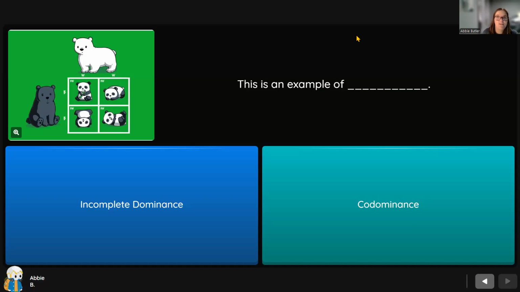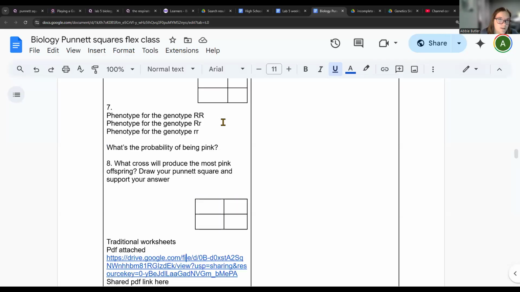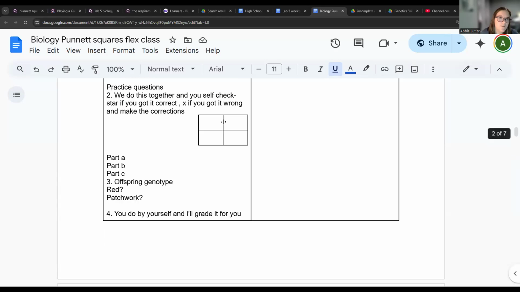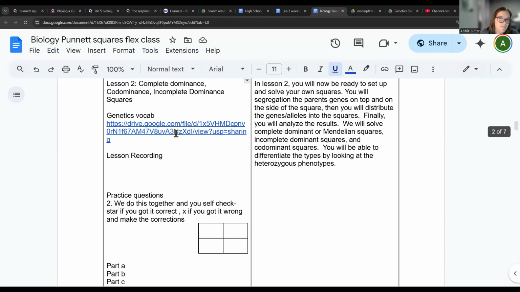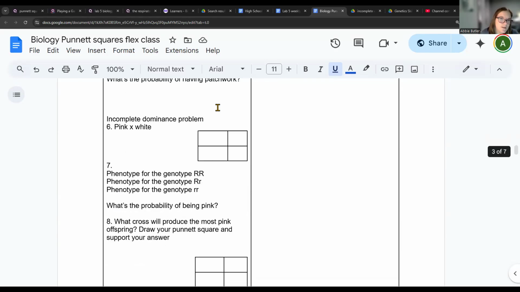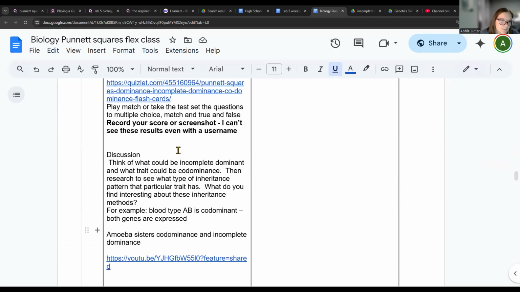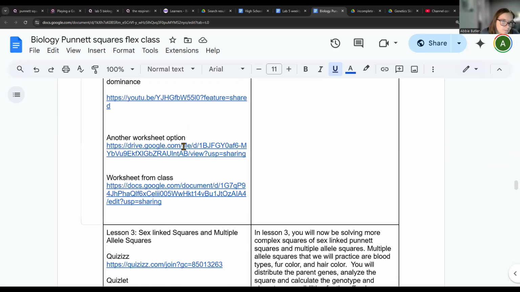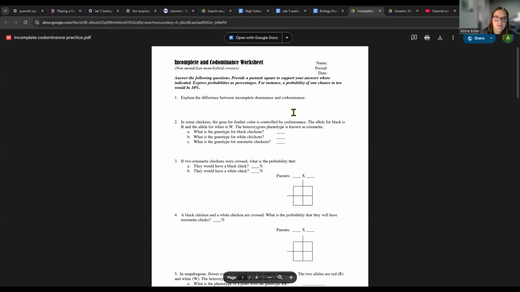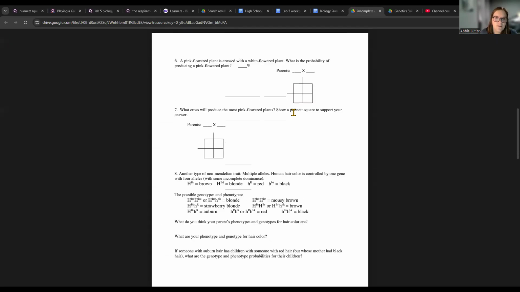And after class, there are a few different worksheets you can do. And there's questions you can write out on paper if you want to. There's Quizlet vocabulary. And view sister worksheets and videos. And then this is a traditional worksheet.